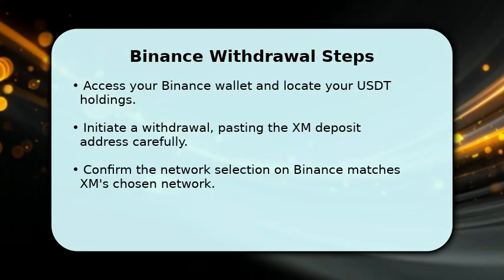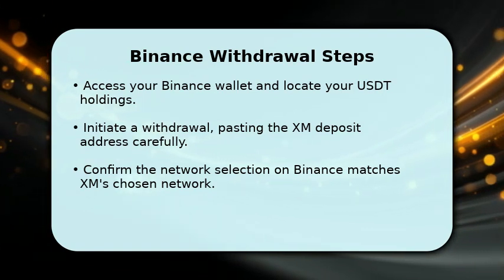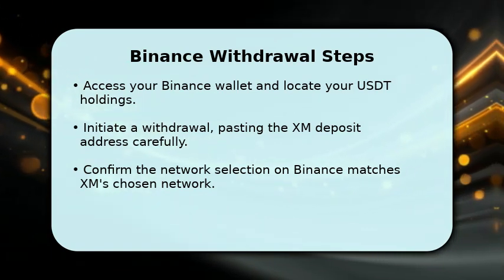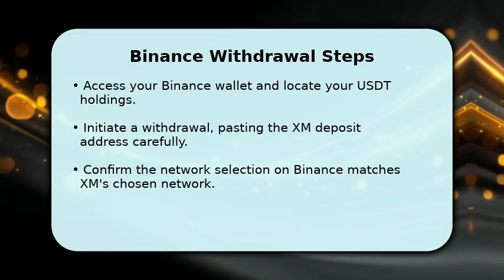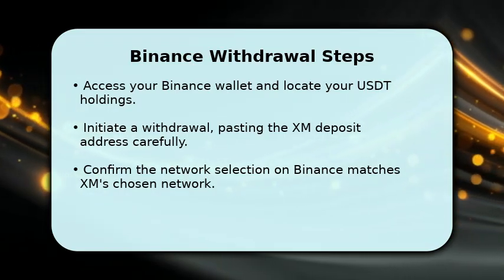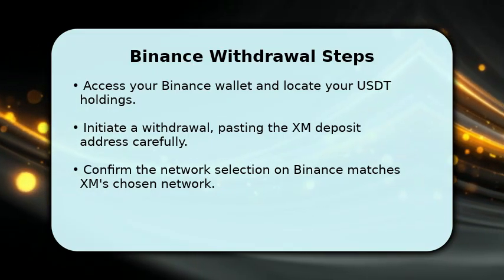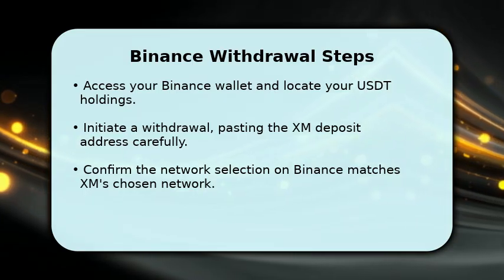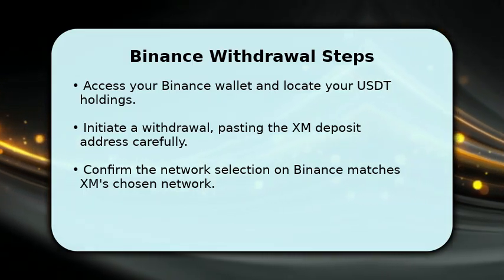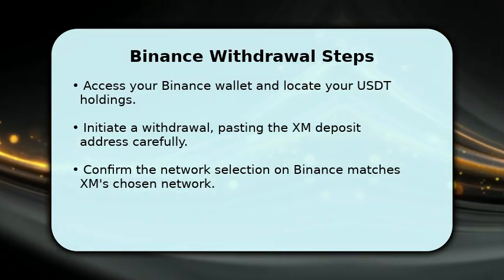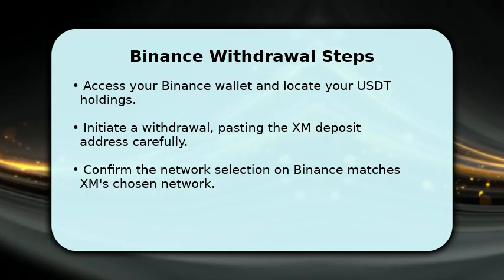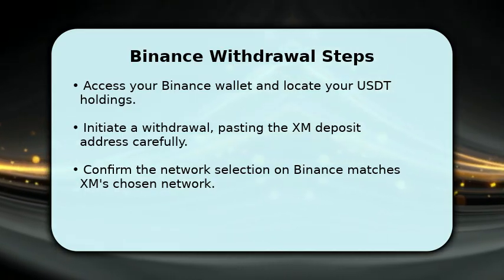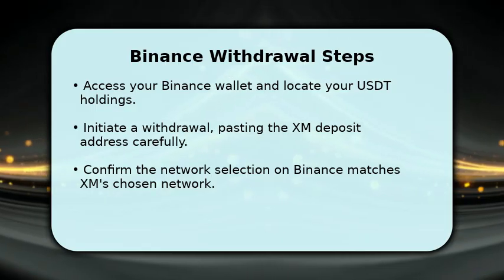Now, switch over to your Binance account. Go to your Spot wallet and find your USD. Click on the withdrawal option. You'll then paste the USD deposit address you copied from your XM account into the recipient field. Double-check that the network you select on Binance, like TRC20, perfectly aligns with the network you chose on XM. A mismatch could lead to lost funds.